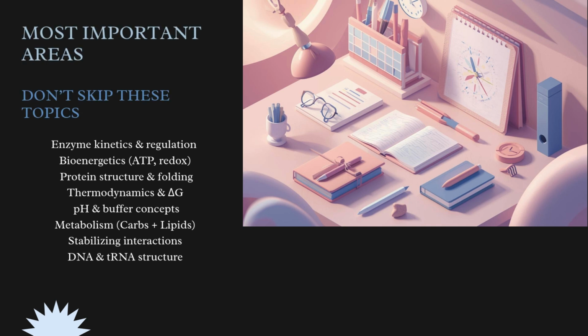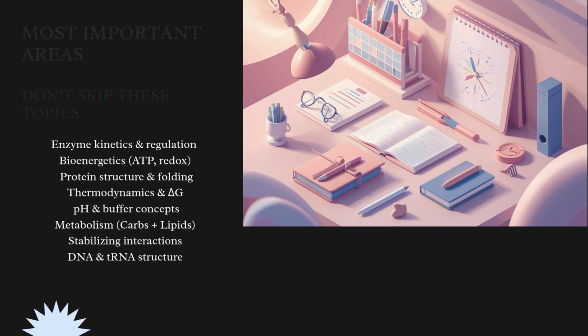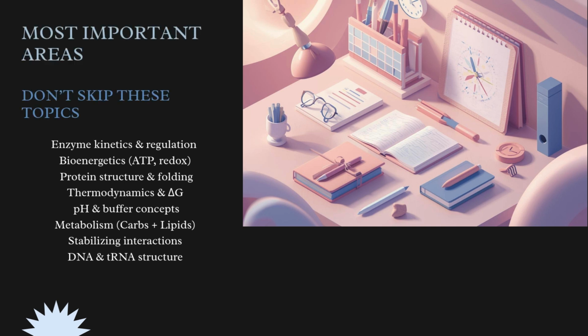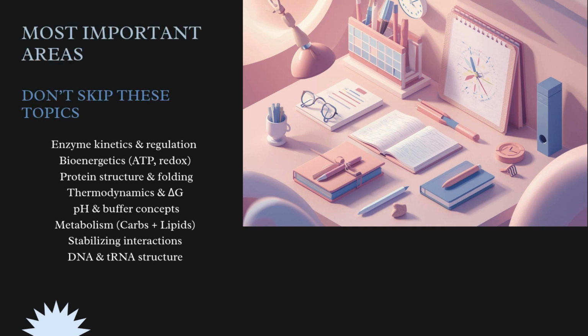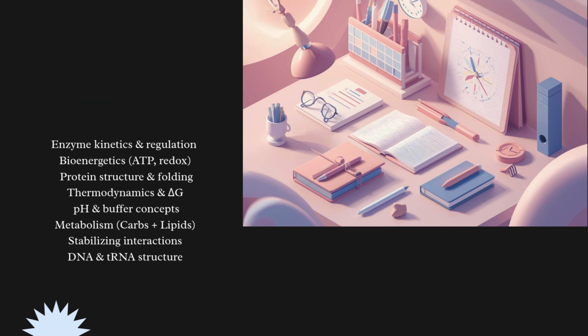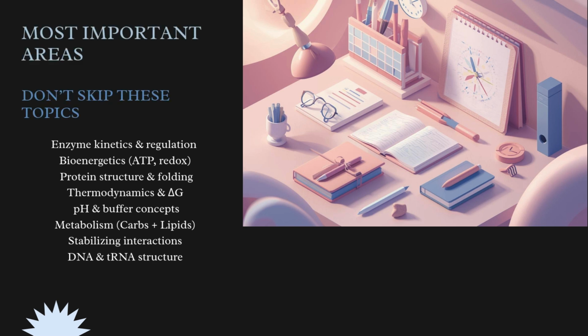Most important and not to skip topics, let's quickly summarize the must-do, high-yield areas. Enzyme kinetics and regulation, bioenergetics and oxidative phosphorylation, protein structure and folding, thermodynamics, delta G, delta H, delta S relations, pH, buffers, and Henderson-Hasselbalch, metabolism of carbohydrates and lipids, stabilizing interactions, hydrogen, hydrophobic, ionic, DNA conformations and tRNA structure. If you cover these 8 areas solidly, that's 90% of your CSIR NET biochemistry weightage sorted.